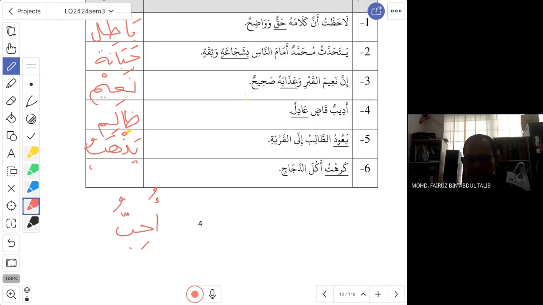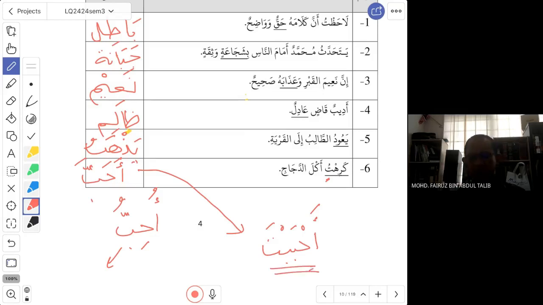So does anyone know what the madin for uhibbu is? The fi'il madin for uhibbu is ahabba. So to say he likes, you say ahabba. And here you have the ta for ana, so we add the ta: ahbabtu. So the answer is ahbabtu. But if you just write ahabba, it's okay. I consider it correct as well. Ahbabtu, I like.